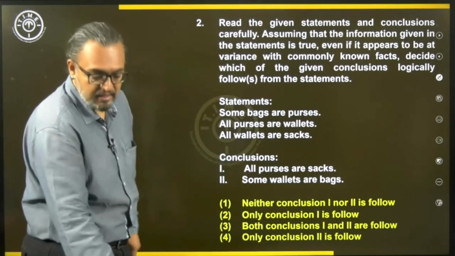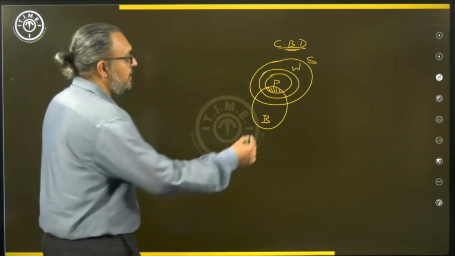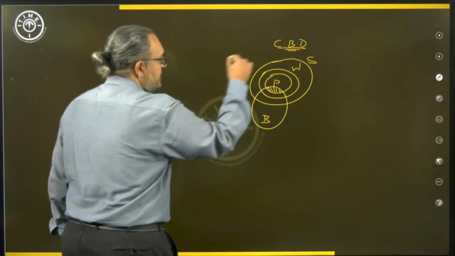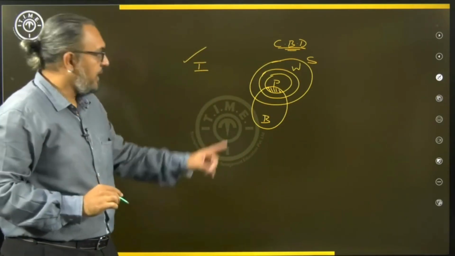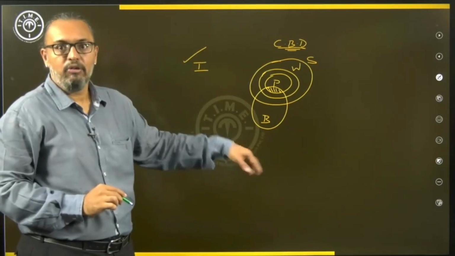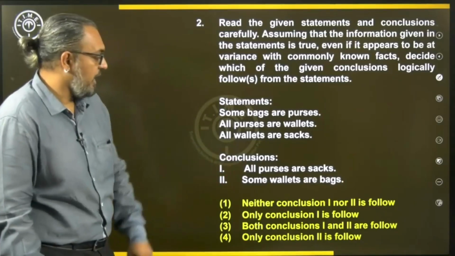So look at the first one. All purses are sacks. So tell me, are all the purses inside sacks? Correct. See, the complete P is inside S. So conclusion 1 follows. It satisfies your basic diagram, minimum overlap. So it follows. Then the next one, some wallets are bags.